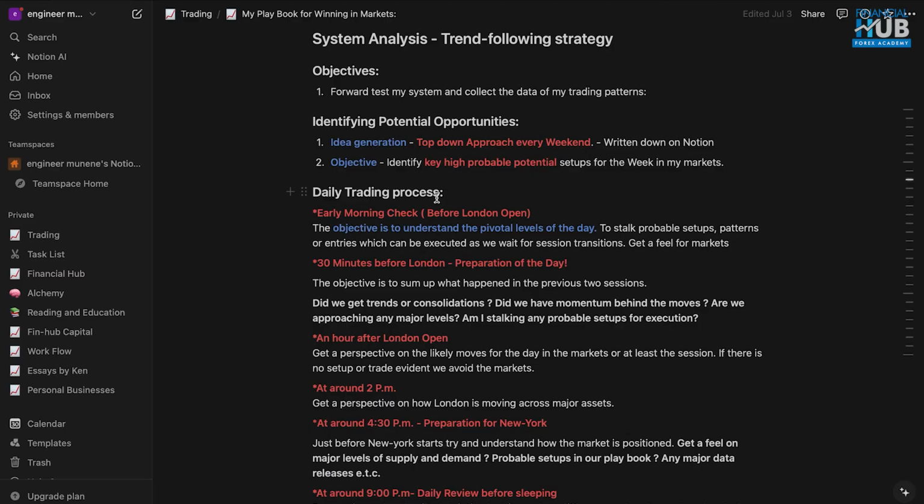Looking at potential opportunities, I do my idea generation during the weekend. I use the top-down approach, which for those who have attended my course, you know. The objective there is to try and identify high probable potential setups for the week. I'm preparing or planning for the week so that as I come into the week, I know these are the trades that I should be watching out for, and these are the trades that I should be avoiding.